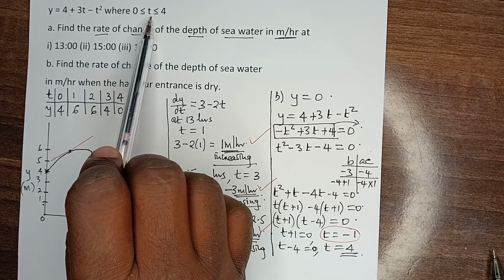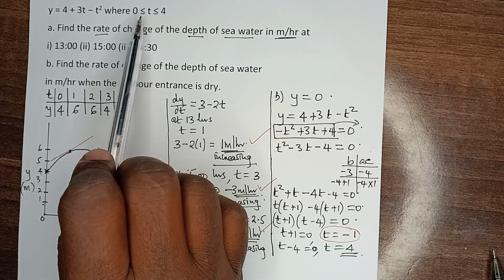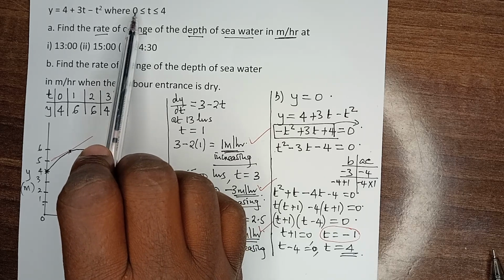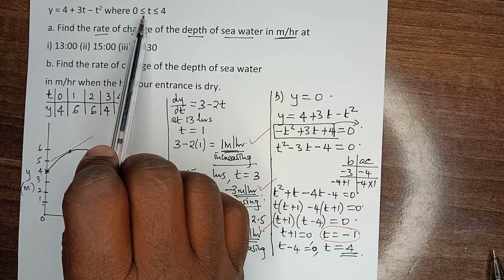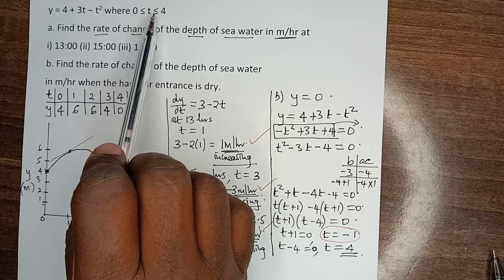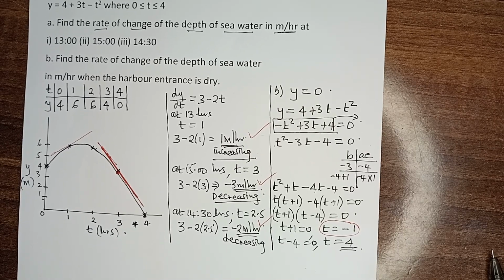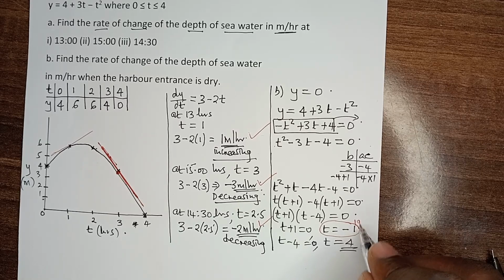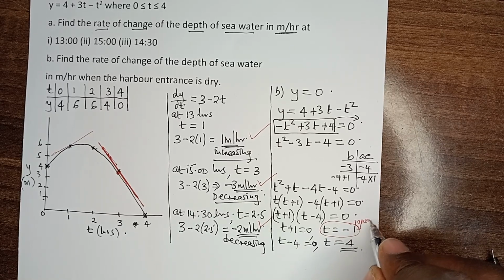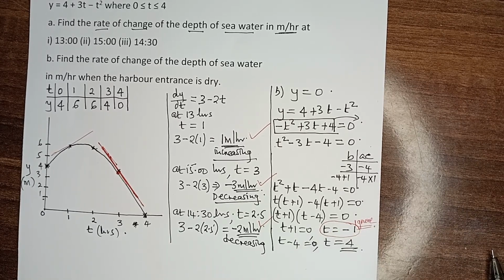The value of t allowed is between 0 and 4, both limits inclusive, but negative 1 is below 0, and therefore this one is not going to be used. So we can easily ignore that, for the reason that I've explained.